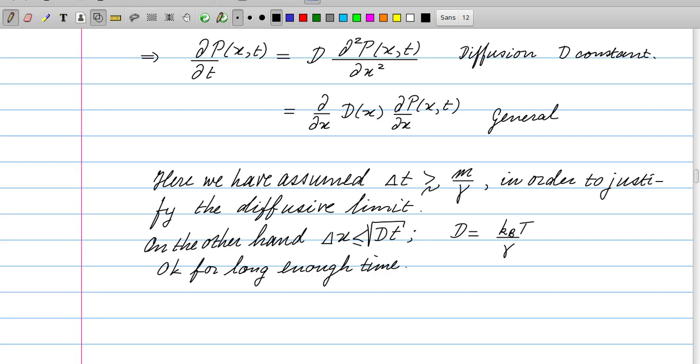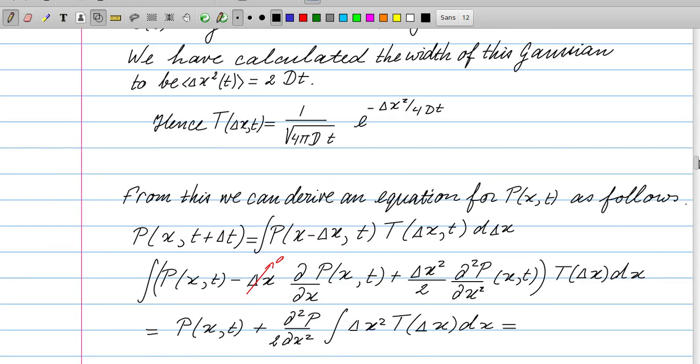It's important to emphasize the assumptions that we have made so far. First of all, we have assumed that we are in the diffusive limit, and that is justified provided that the time step is larger than m over gamma, because otherwise we are still in the ballistic regime. On the other hand, we have made a Taylor expansion, and that is justified only when delta x is small, so the transition step should be small. Looking at the distribution, it means that this delta x is a lot smaller than d t.